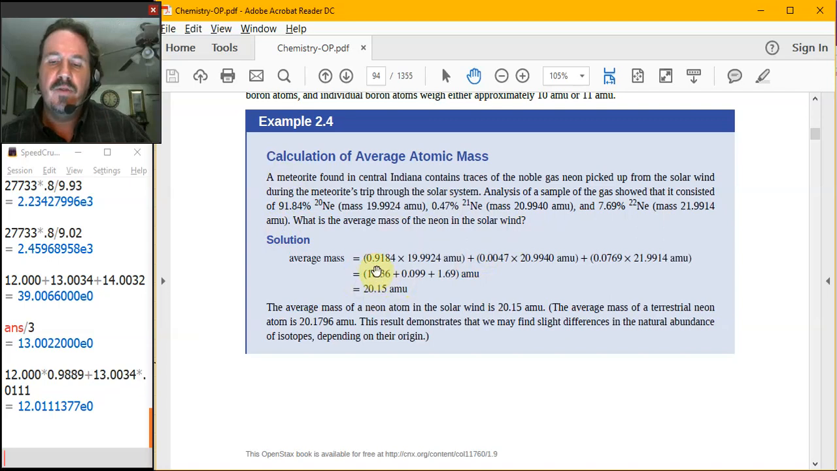So here we have it, 0.9184 times the mass, exactly what I said. We're just multiplying and adding, and we get 20.015. So the average mass of neon would be 20.15 AMUs. Okay, now that finally does conclude this section.